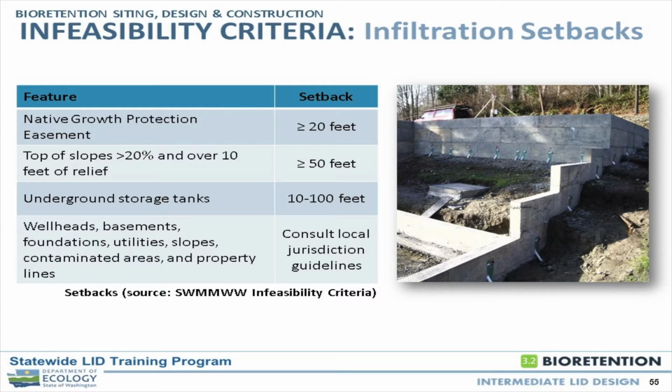Others that are in the manual include separation to native growth protection areas so that we don't oversaturate tree roots and this sort of thing. Here we go again with slopes. Other slopes are considered more aggressively than this. Another slope criterion, underground storage tanks and the like. These are all in the manual.